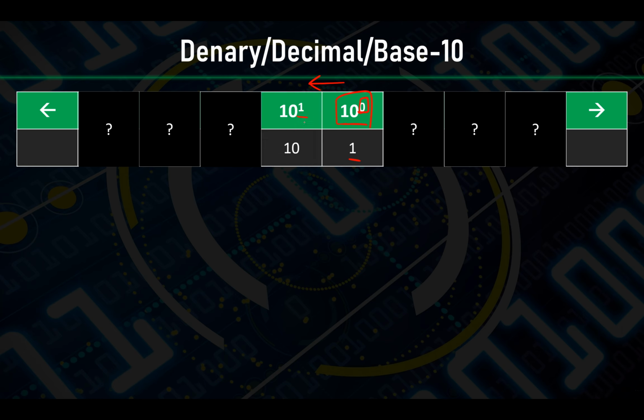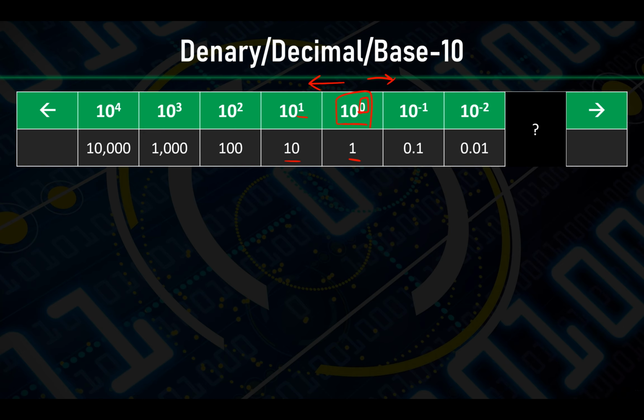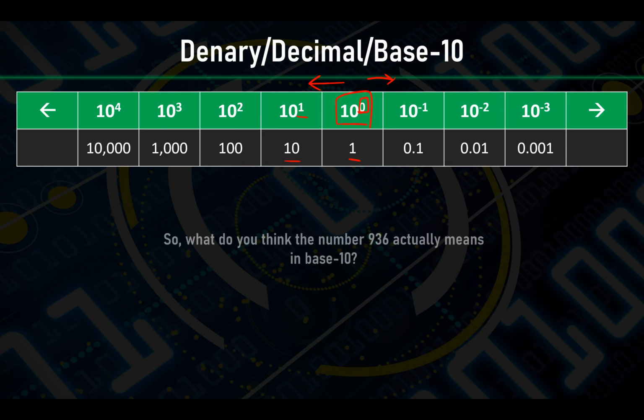So 10 to the power of 1 is going to be 10. Since these powers are increasing, 10 to the power of 2 is 100, 3 is 1,000, 10 to the power of 4 is 10,000, and so on. It just goes on infinitely. Whereas if we go right, you can probably guess, it's going to decrease. So 10 to the power of minus 1 is 0.1, minus 2 is 0.01, and so on.